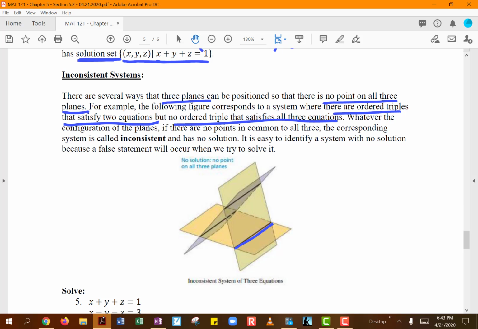So these 2 planes are intersecting at a straight line. These 2 planes are intersecting here at a straight line, and of course these 2 planes are intersecting at a straight line. But between all 3 of them, there is not even a single common point. So when you have planes that may have this kind of a configuration, and if there are no points that are common to all 3, we would say that the system is inconsistent and it has no solution.